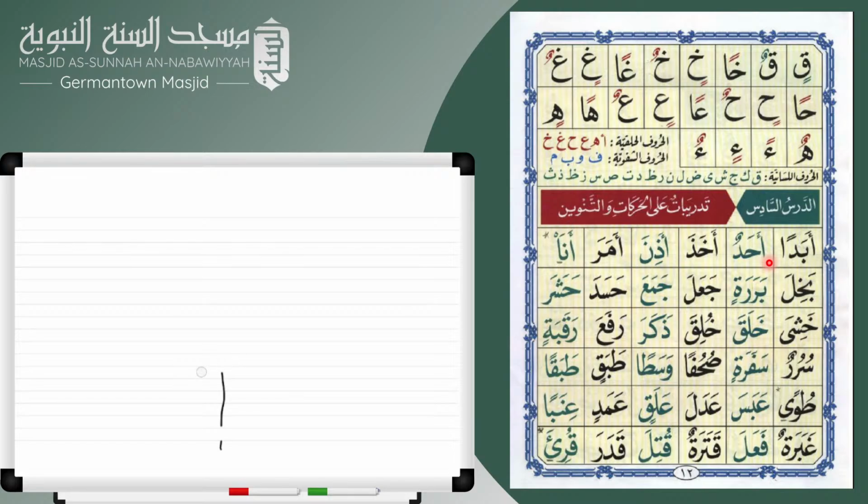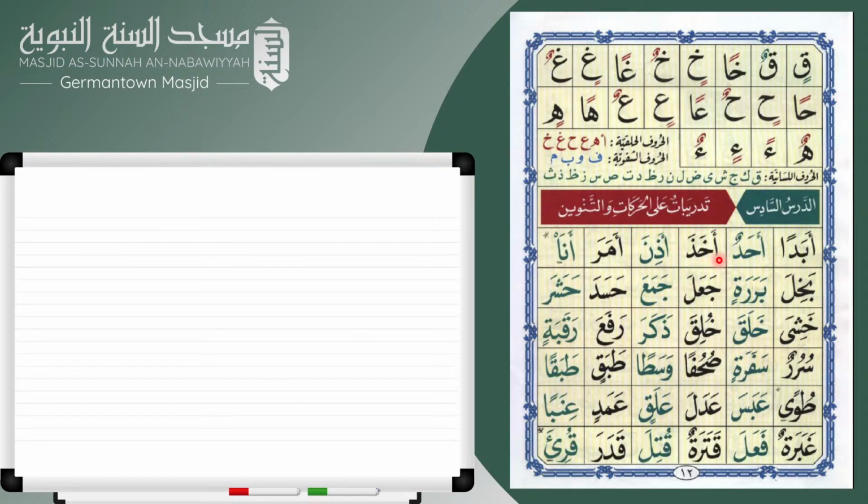Hamza, Fatha, A. Ha, Fatha, Ha. Aha. Dal, Dhammatain, Dun. Ahadun. Hamza, Fatha, A. Kha, Fatha, Kha. Akha. Dal, Fatha, Dha. Akhadha.